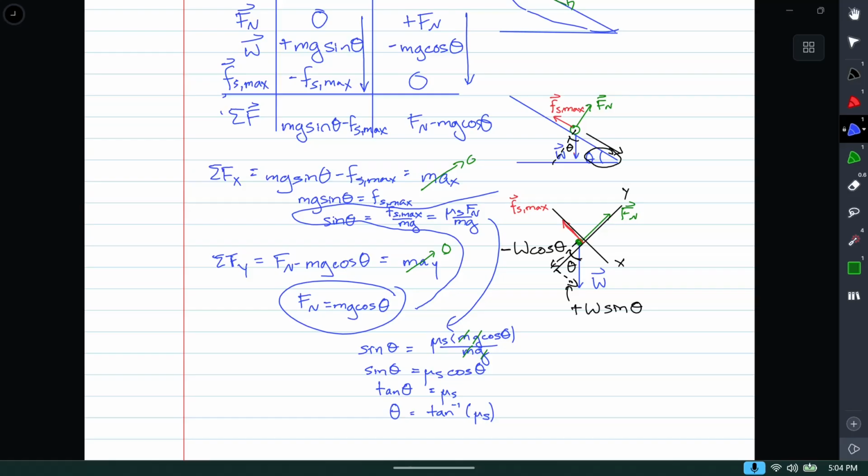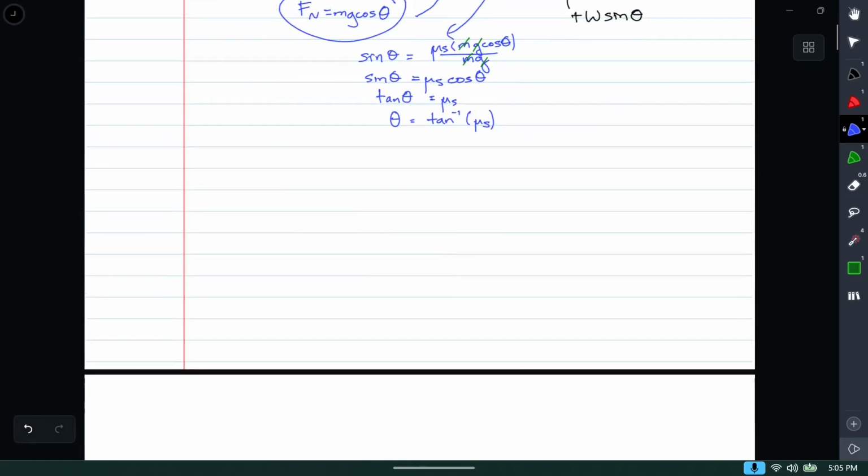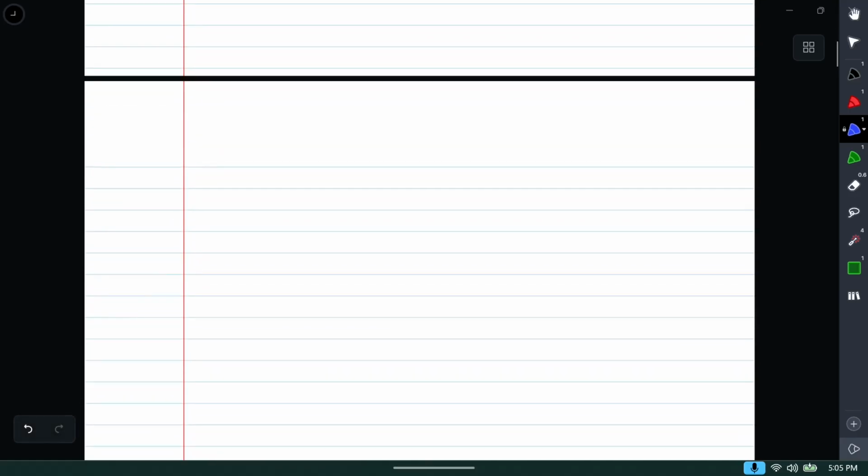Could you show a free body diagram example? Yes. Okay, so any particular kind of scenario you want a free body diagram for? No, just random. Well, let me do one on a flat surface since we just did something on an incline.